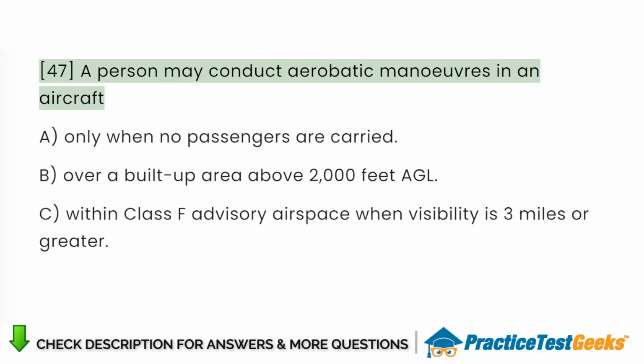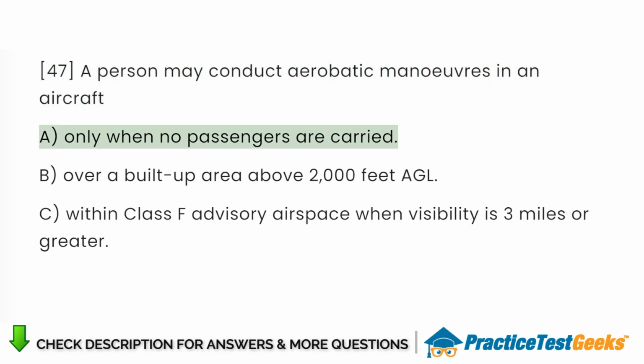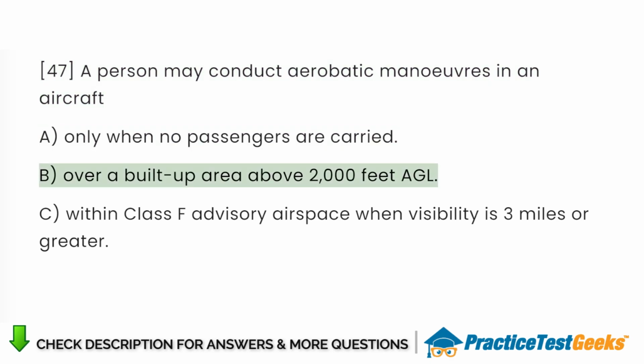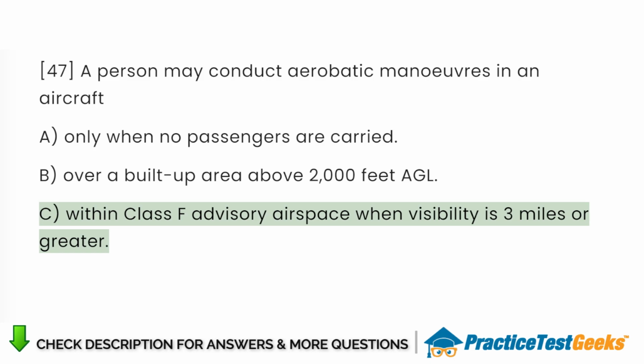A person may conduct aerobatic maneuvers in an aircraft. A. Only when no passengers are carried. B. Over a built-up area above 2,000 feet AGL. C. Within Class F advisory airspace when visibility is 3 miles or greater.